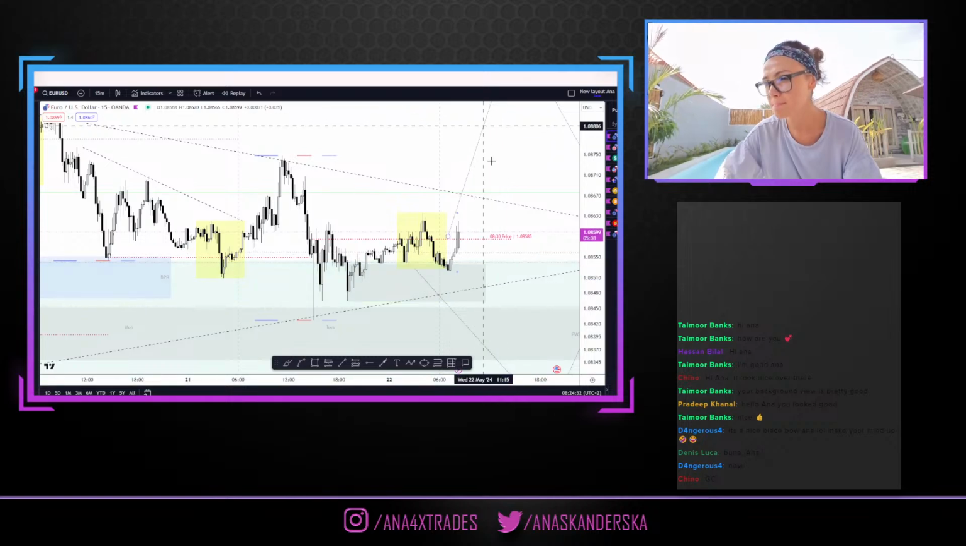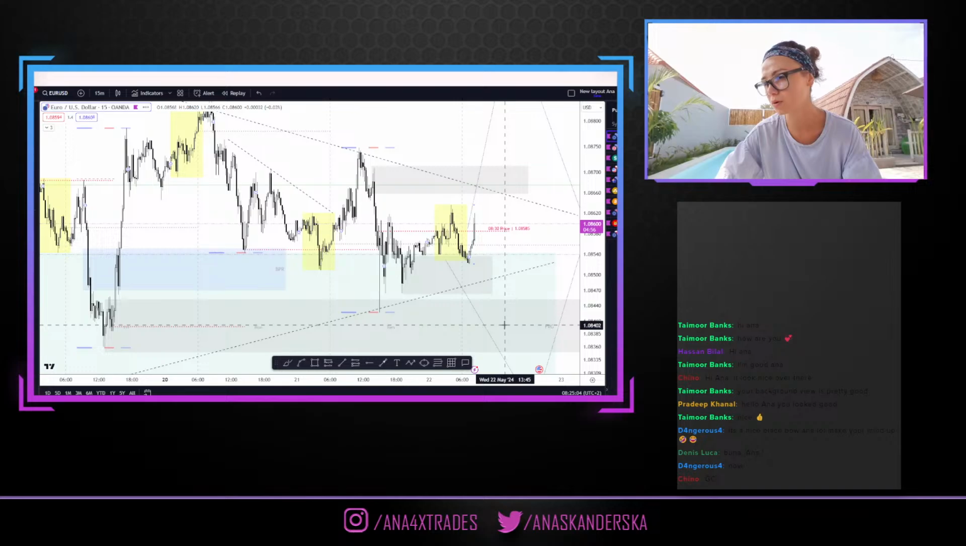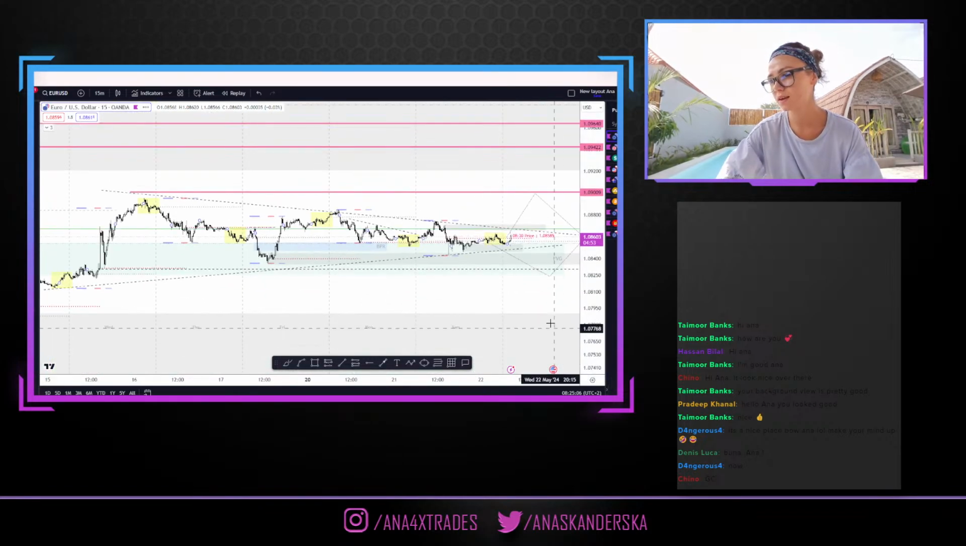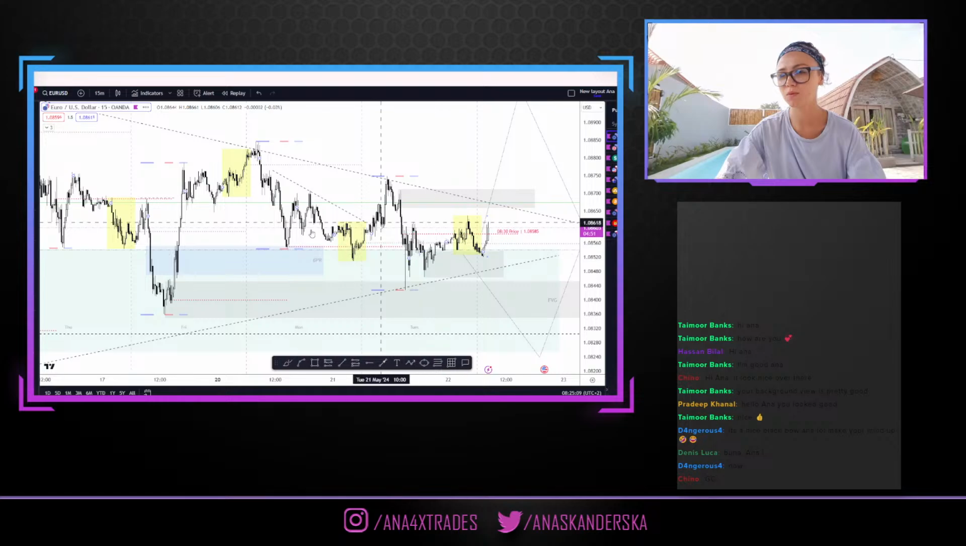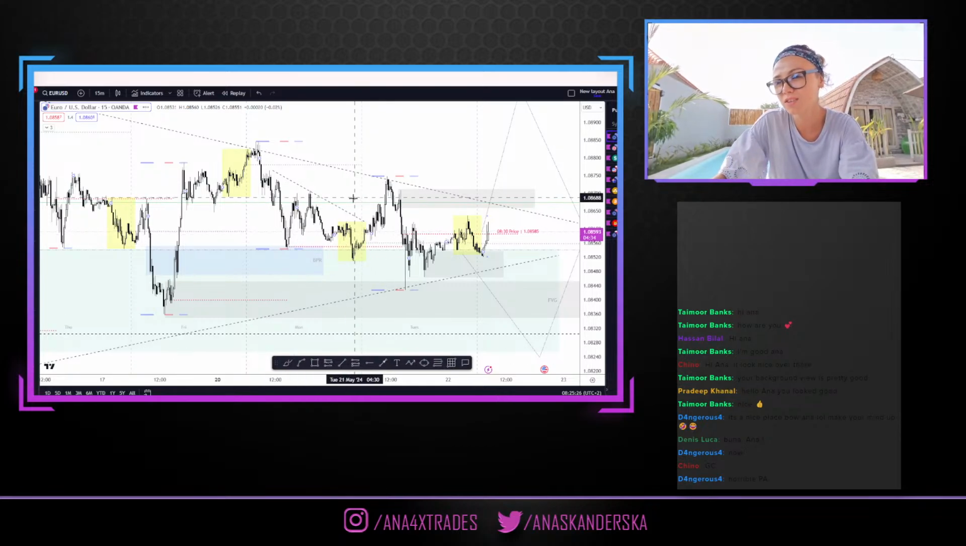Because this is the last kind of major move, price might just come to here and then drop lower. That's why I'm not gonna be looking for anything while we are in this range. Yeah, definitely horrible price action. Really, no opportunities at all. Nothing is really high probability.